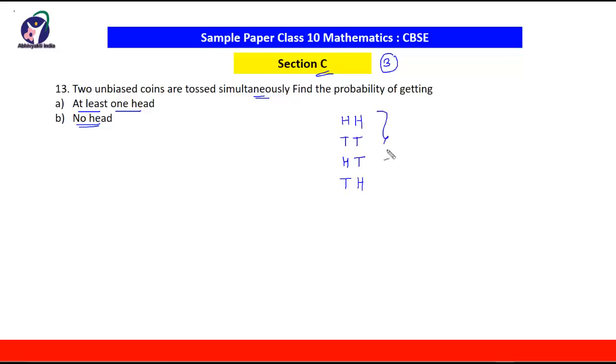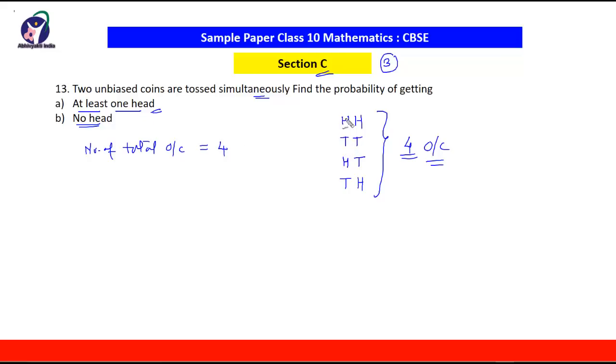So here there are 4 possibilities, so 4 outcomes are there. So number of total outcomes is equal to 4. And the first question is that at least one head.